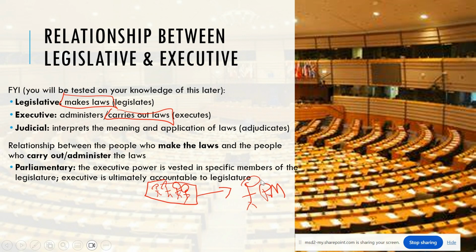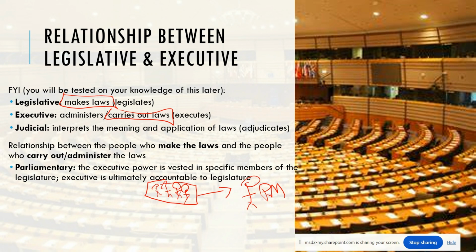So what you have here is this direct connection between the people that make the laws and the person or people that carry out the laws. They're serving at the will of the parliament or the legislature, which means that they could usually remove the prime minister if they don't like what they're doing.